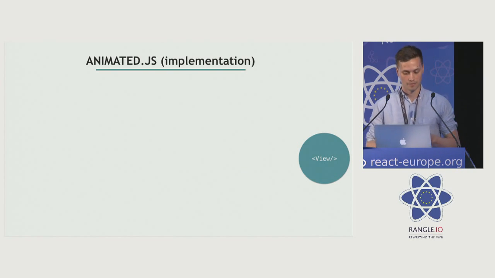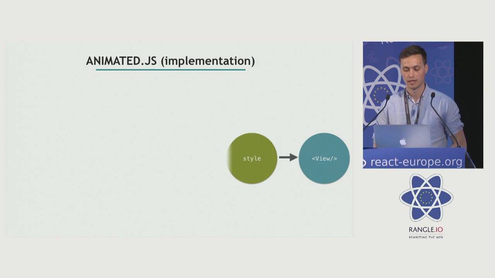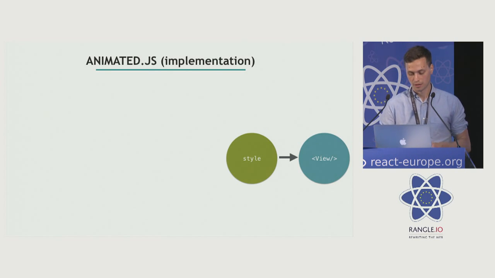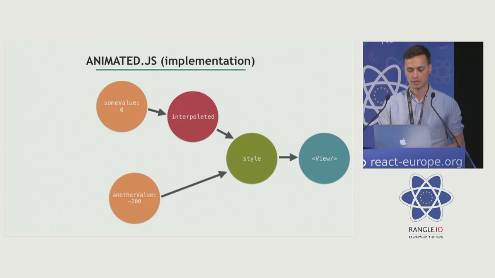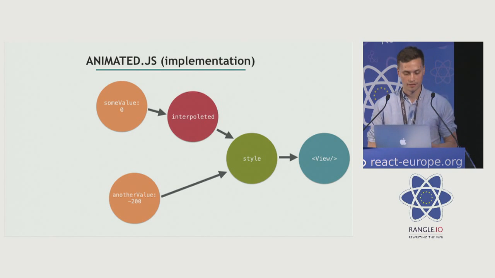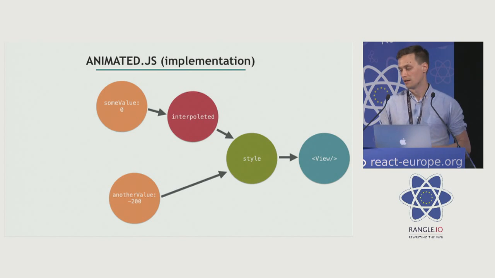The end node is a view that we are going to have. This view is going to be connected to a style node that is going to be accumulating the mapping between the attributes and the values. The style node will also take values as an input, and will store a mapping between those values and the attributes. So for example, another value can map to translateX, and some value that is then interpolated. Interpolation, as I mentioned, creates another node in the graph, and then the interpolated value will map, for example, into an opacity.